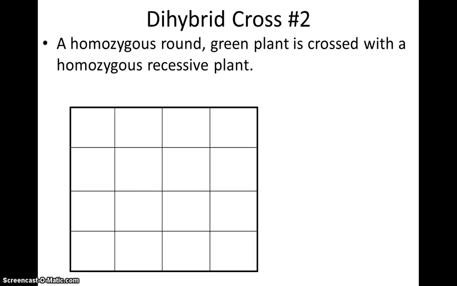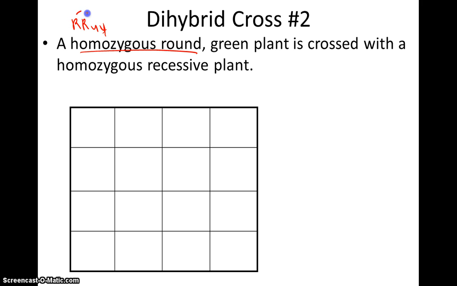Okay, so we're going to go through one more example very quickly. We've got a homozygous round green plant. Because it's homozygous round, I already know that it's going to be big R, and little y. I'm just going to write that up here. So that's big R, little y. And I knew it was homozygous round because it told me. So that's the big R. The little y, that's the green.